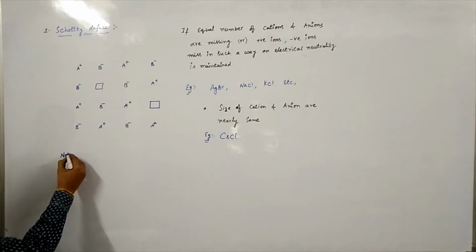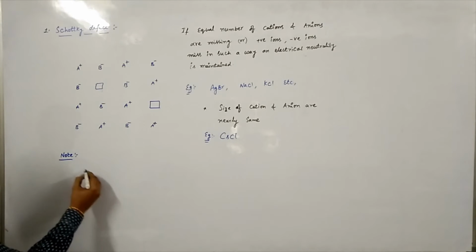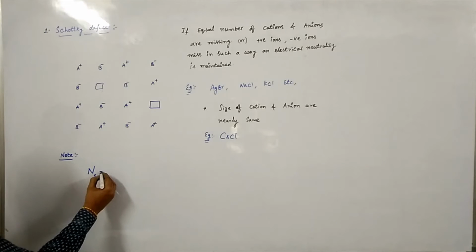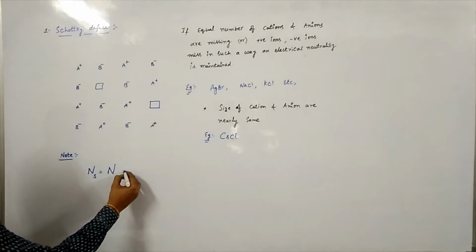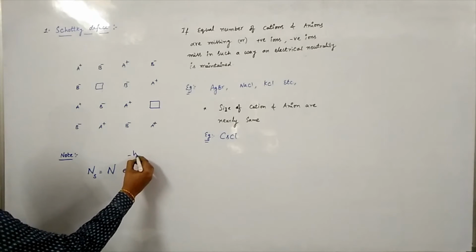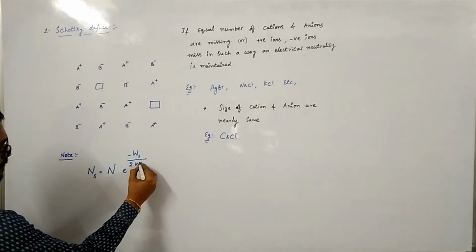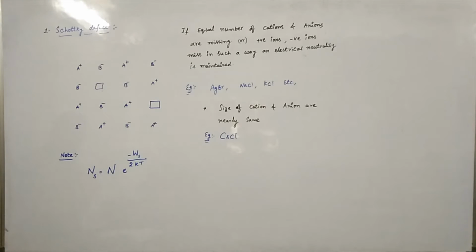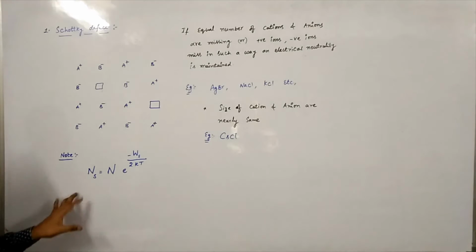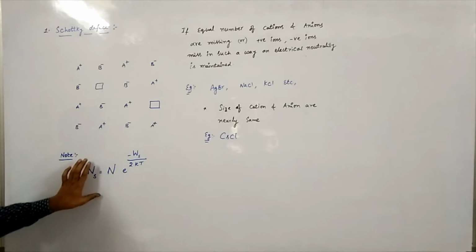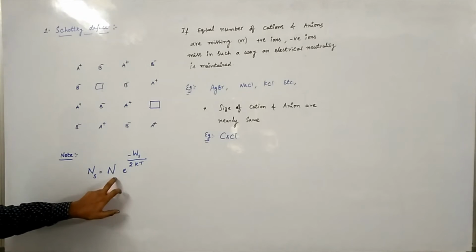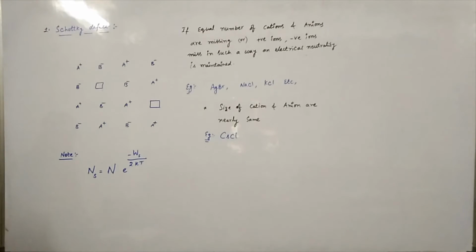Not necessary, just to see this. Number of Schottky defects is equal to total number of sites into e power minus work done for a Schottky defect upon 2kT. Not necessary, just a mathematical formula to find how many Schottky defect sites are possible. Number of Schottky defect sites is equal to total number of sites into e power minus Ws by 2kT.